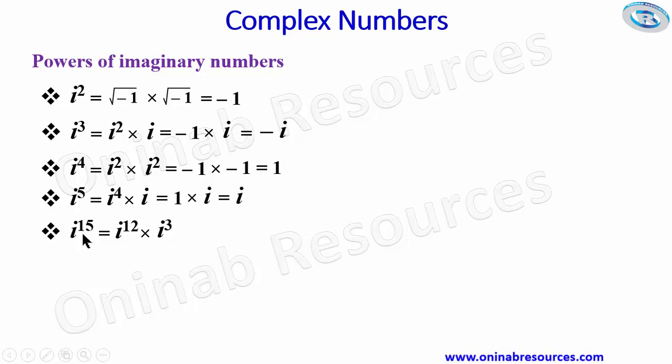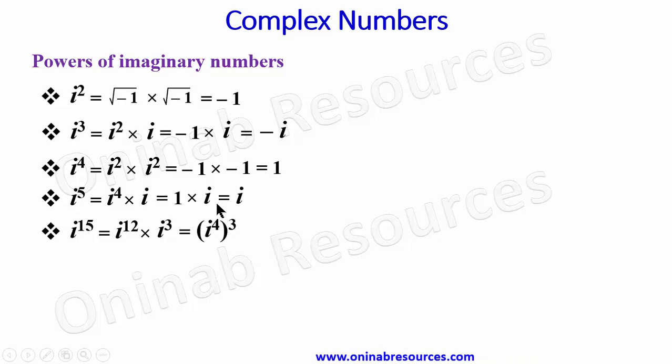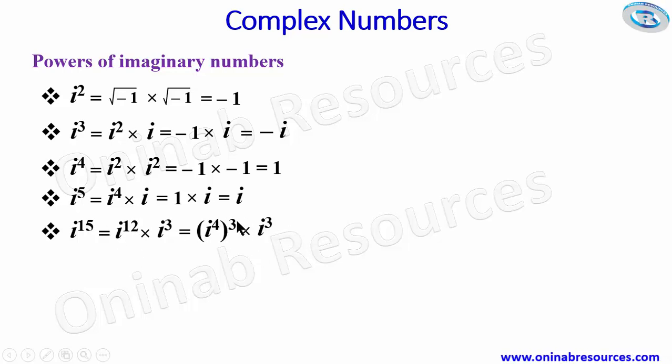Or we can just look for a multiple of 4. The largest multiple of 4 we can get from 15 is 12, and we then add 3 to make our 15. We can then write this as a power of 4. That's going to give us i raised to power 4, then raised to power 3. Still applying law of indices, i raised to power 4, then all to the power of 3, we just multiply the indices, then times i raised to power 3.